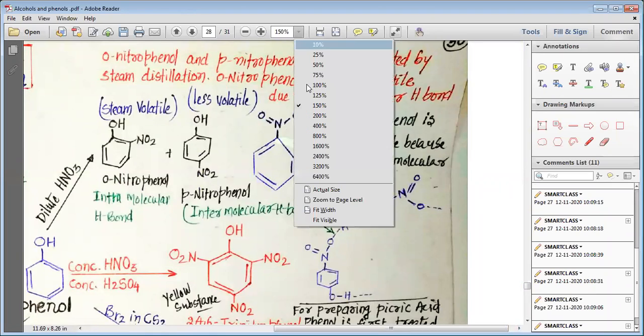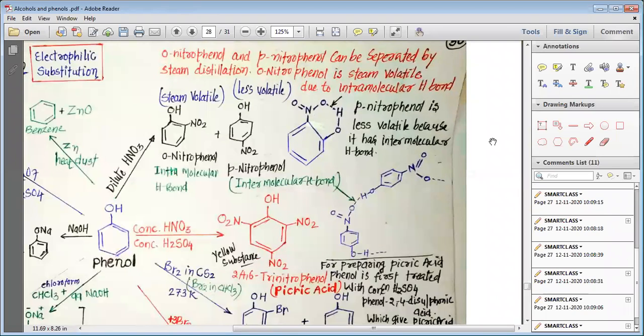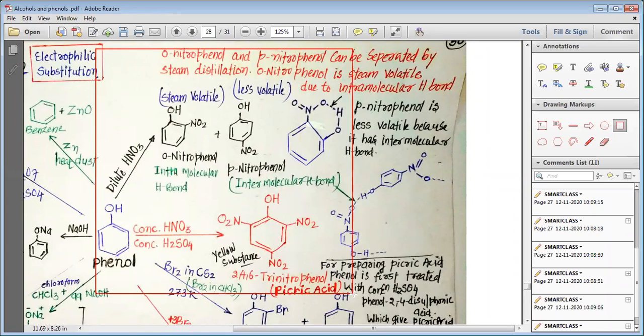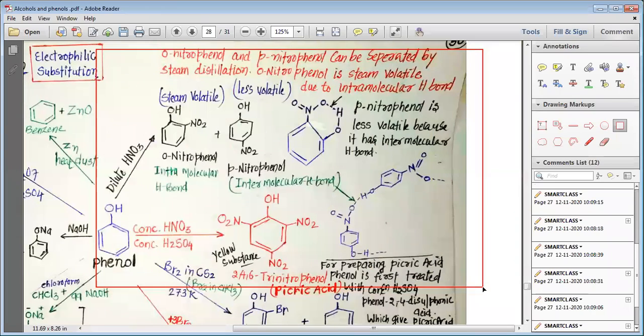The nitration of phenol is very interesting to learn about. If you really want to learn, please pay attention to this part for a while. See, when phenol is allowed to react with dilute nitric acid, it gives us ortho-nitrophenol and para-nitrophenol. Now, you are very much aware that phenol is ortho-para directing, and that is why it gives ortho-nitrophenol and para-nitrophenol. There is some speciality of both of these.